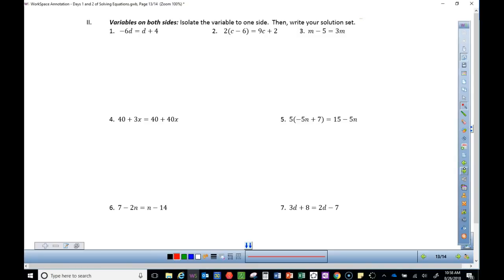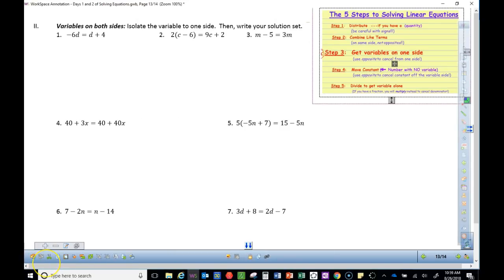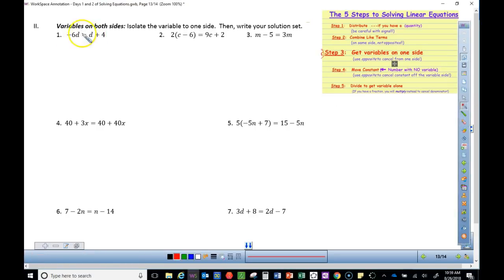Okay, so if we follow the steps on the guidelines there, the first thing we would do is distribute if we have parentheses. So number one here, we don't have any parentheses. So the next step would be to combine any like terms. They'd have to be on the same side. So on the left side, I don't have any like terms, and the right side, I don't have any. So we always want to do these in order, if we have distributing or if we have like terms on either side, we want to clean all that up first.